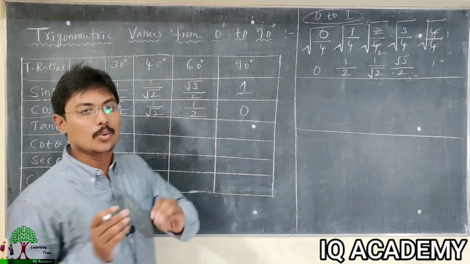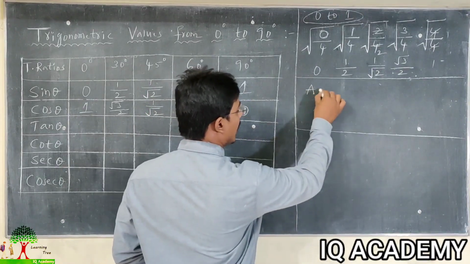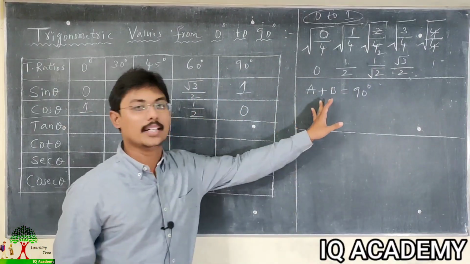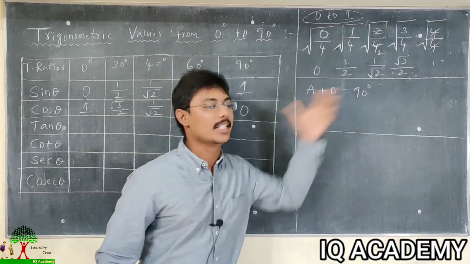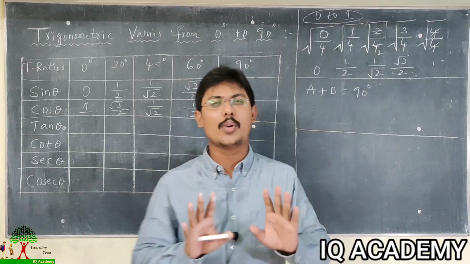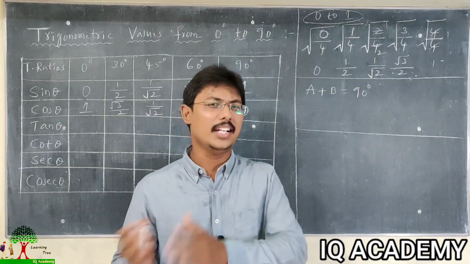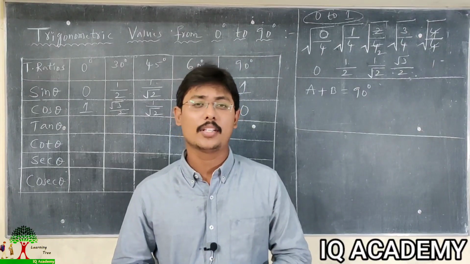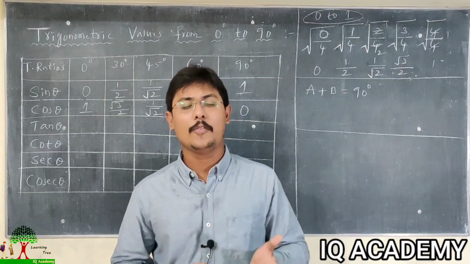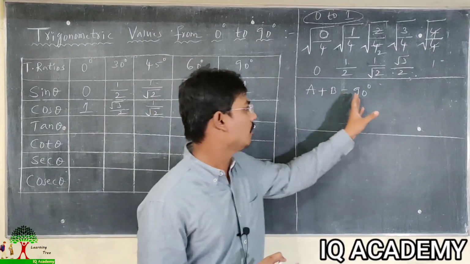The trick is here, the concept is totally, observe this: A plus B is equal to 90 degrees. So what is this A plus B equals 90 degrees concept? If you add the two angles, 0 plus 90, what is that? 90. 90 plus 0 is also 90. After that, 30 plus 60, 90. 60 plus 30 is also 90. 45, 45. So if you add the two angles, A plus B equals 90 degrees.